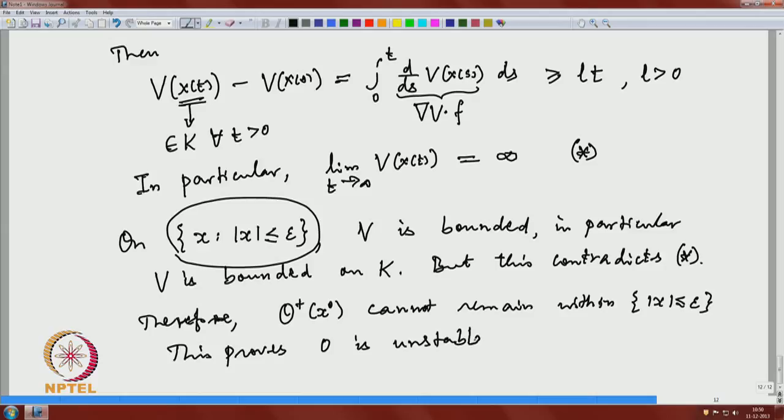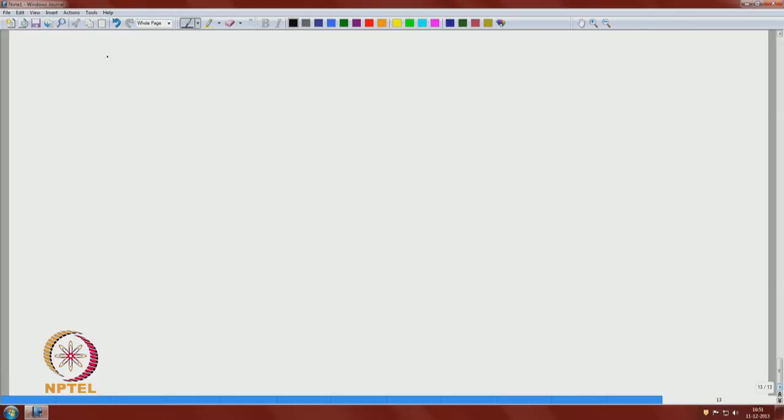Okay. So you see that the question of stability or instability in this method of Lyapunov can be analyzed by the construction of suitable Lyapunov functions. Okay. So again, where are the examples? We will discuss this even in the next class.